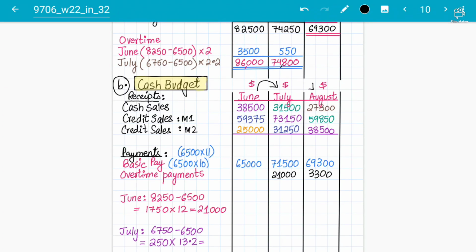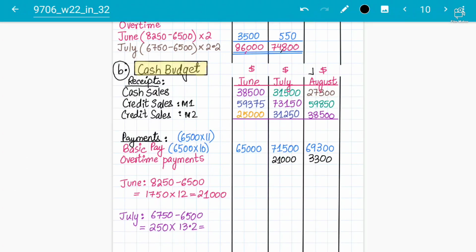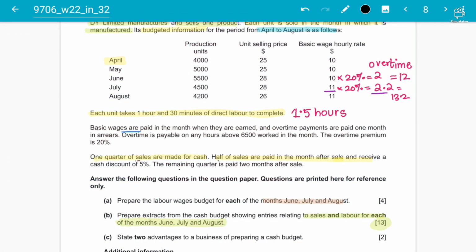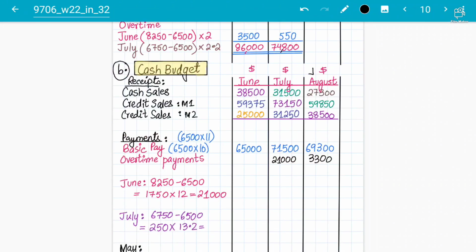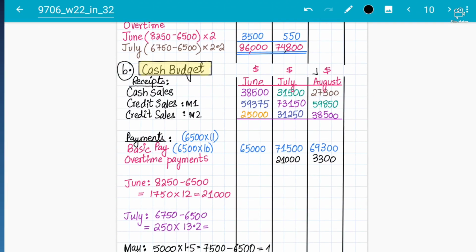So which means, if you need to find one more of this, you need to have a look at May, okay? So we are going to work out May as well. Let's talk about May. So May, how many hours worked? 5,000 units production, okay? 5,000 into 1.5 hours. So you got 5,000 into 1.5, that is 7,500 hours. And 7,500 hours is the total hours minus the 6,500, because the basic payment would have been done in the basic May month, okay?